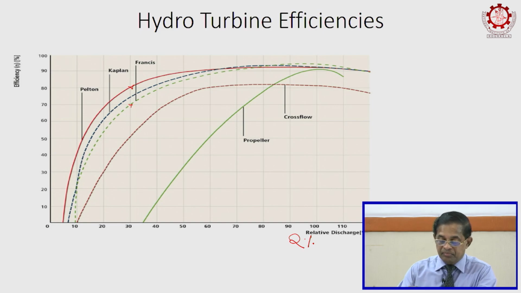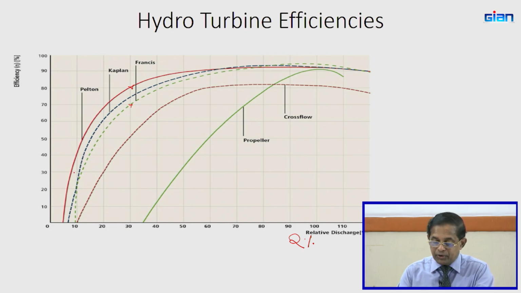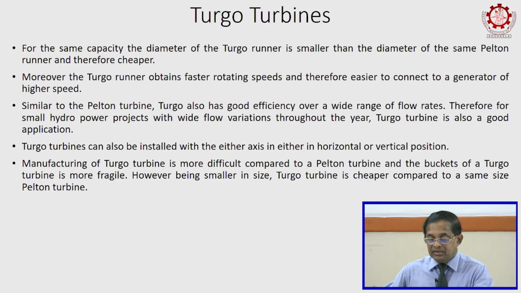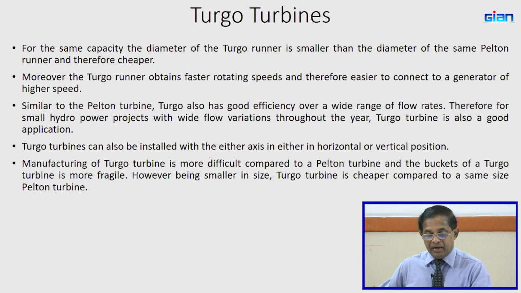You can see the turgo turbine is not shown here. Turgo turbine is almost like Pelton turbine, so you can consider the same efficiency curve for turgo also. For the same capacity, the diameter of the turgo runner is smaller than the diameter of the same Pelton runner and therefore cheaper. Moreover, the turgo runner obtains faster rotating speeds and is therefore easier to connect to a generator of higher speed.